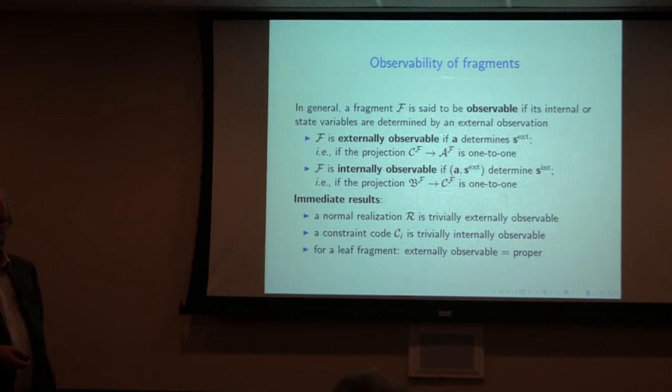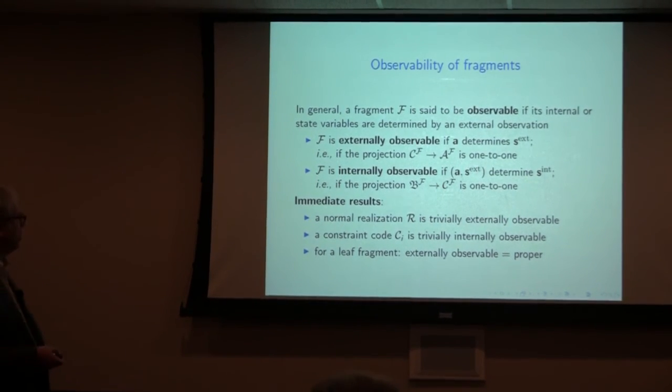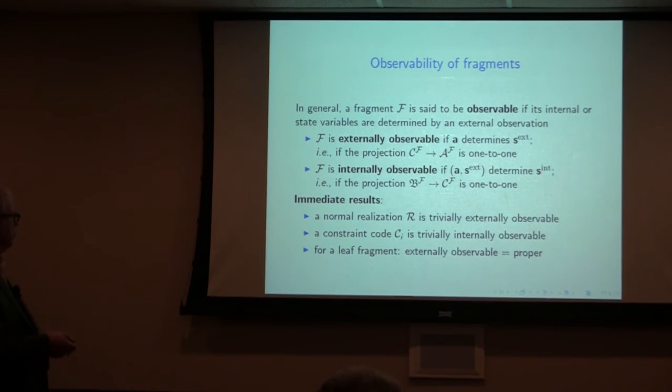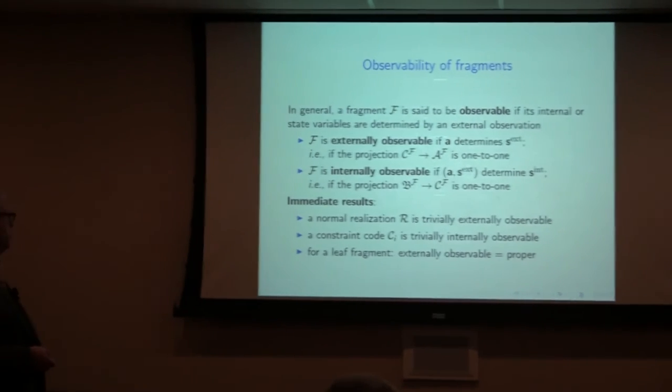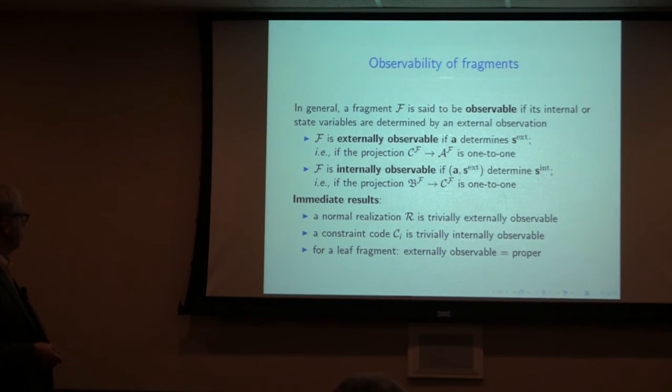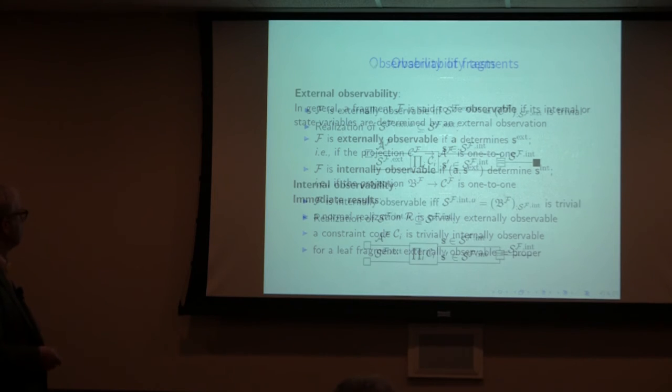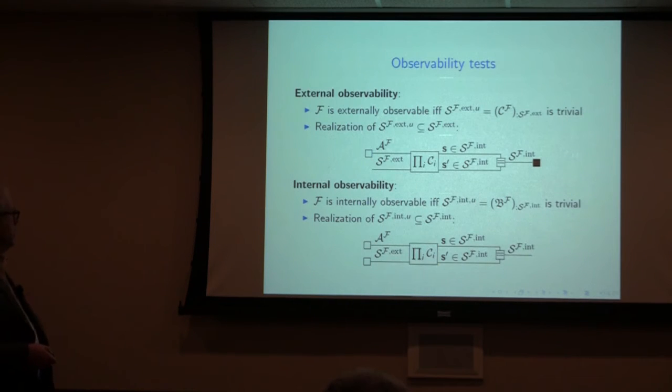That's the kind of question that would be appropriate to a constraint. To a realization, a more appropriate question is, do all of the external variables determine the internal state variables? So that's more like the observability of system theory. So we come up with observability tests, basically asking whether the kernel of certain homomorphisms is trivial or not.